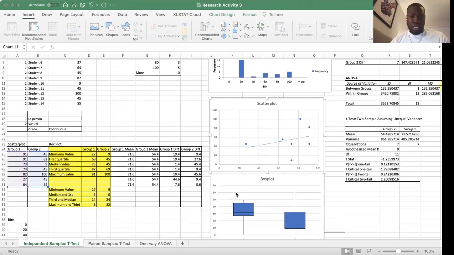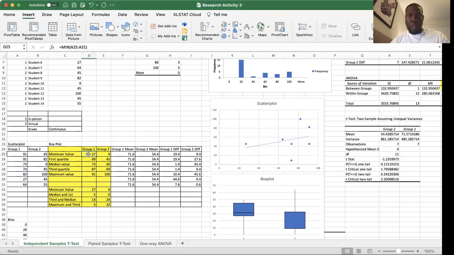Now this one was really, really tricky. Like it was really difficult. So what I did was, I actually had to highlight that because I put so much on this page. So what I did was I had to look at the minimum value. So if you click right here, I used the minimum value formula. What that did was it just took the data from cell A25 to cell A31. So that's this information right here. So it took that and it gave me 27 as my minimum value.